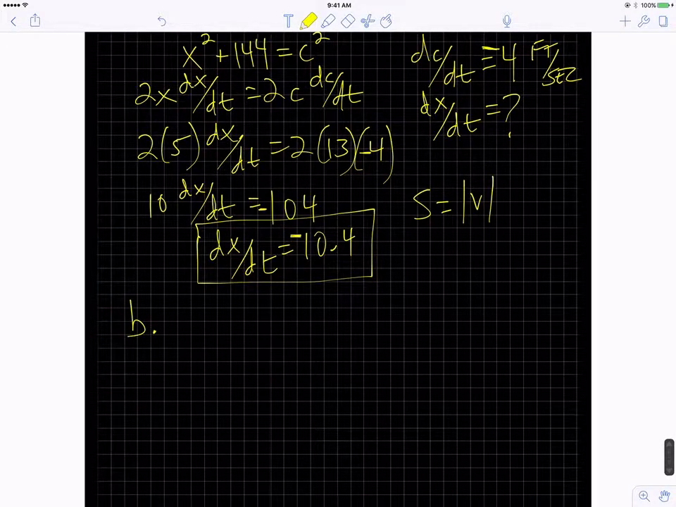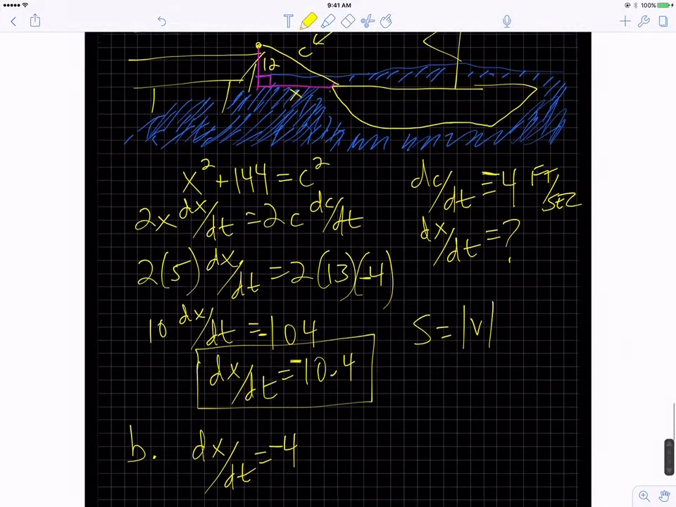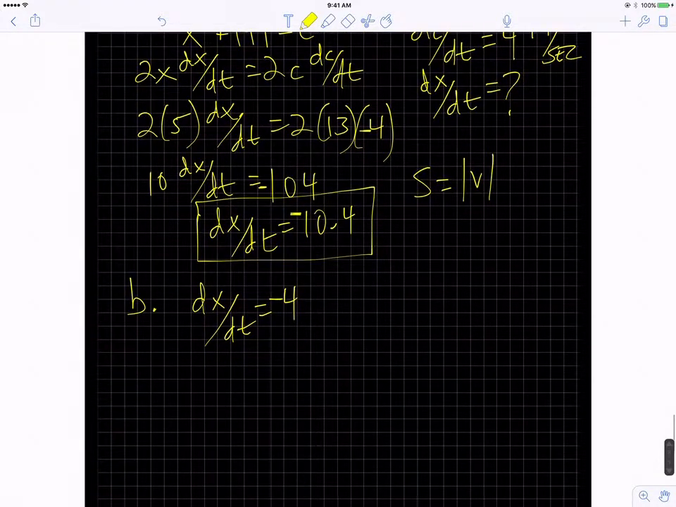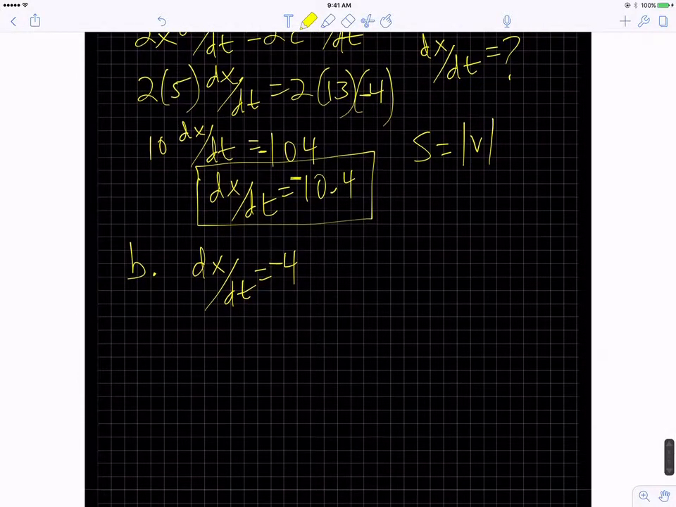Suppose the boat is moving at a constant rate of 4 feet per second. So now they tell us that the speed of the boat is 4 feet per second. Again, that's going to be negative because the distance x is getting shorter. But they're talking about speed, so they don't really care about the velocity or the negative signs, but we're going to keep track of them. Determine the speed at which the winch pulls in the rope. So we're looking now for dc dt when there's a total of 13 feet of rope out. So that's when c is 13.